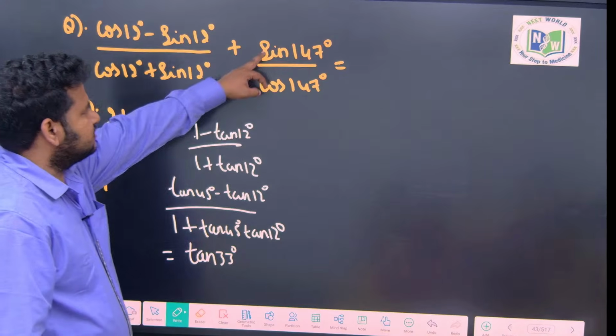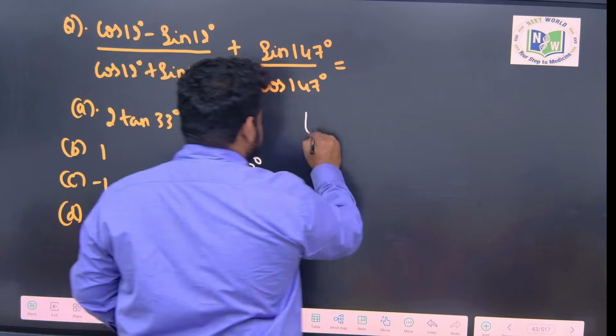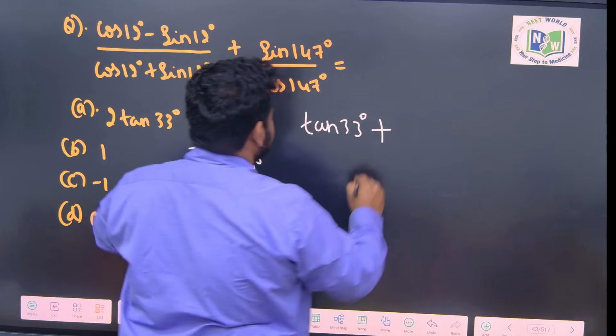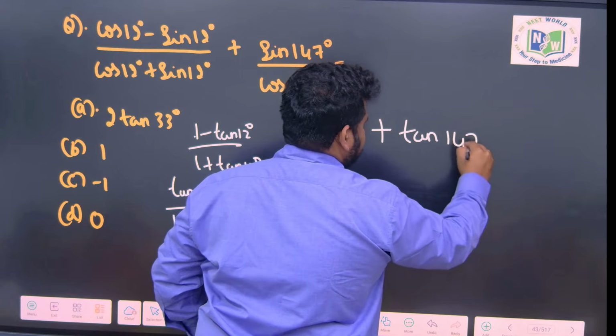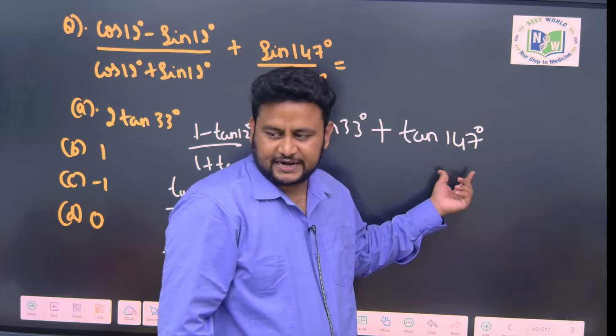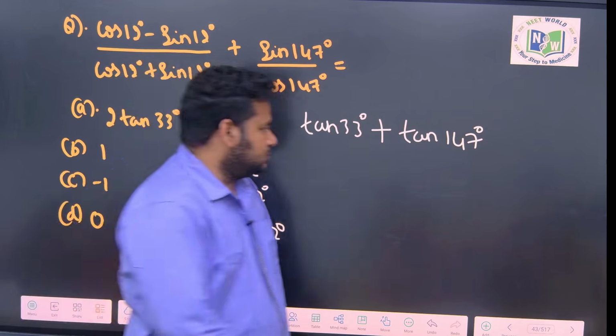Now come to this: sin 147 by cos 147 is tan 147. So here we got tan 33 plus tan 147. First of all, I told you, look at the original angle. 147 is in which quadrant? Second quadrant. Is tan positive or negative? Negative. So this will be minus.